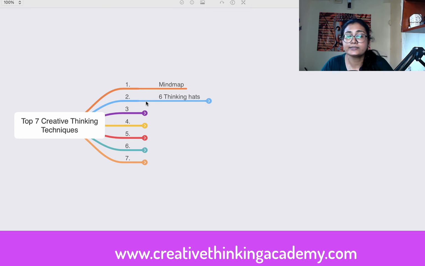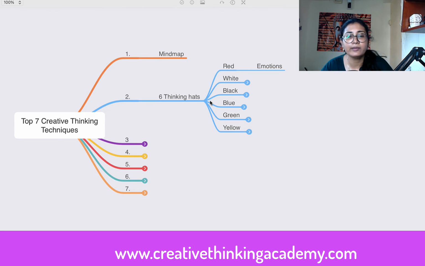The next is the 6 thinking hats. This is also a very commonly used technique to think creatively. Mostly for lateral thinking, this principle of 6 thinking hats is used. Dr. De Bono, I think, introduced the 6 thinking hats. What are they? There are red, white, black, blue, green and yellow hats. Red is for emotion, white is for facts, black is for judgment, blue is for control, green is for creativity and yellow is for logic.